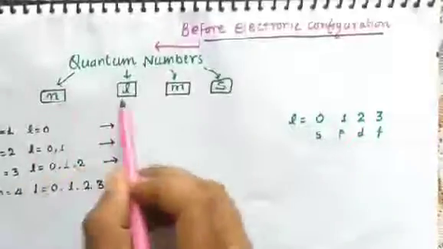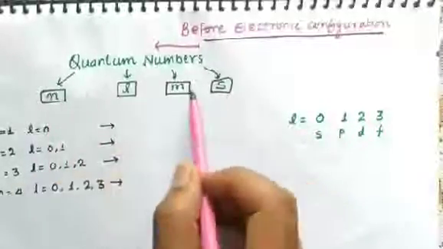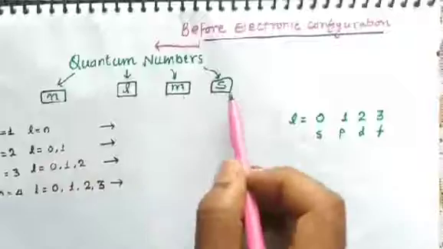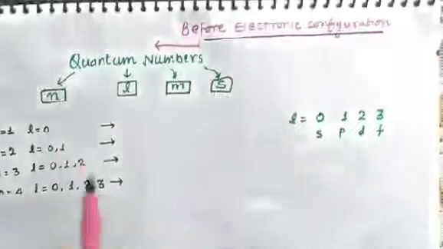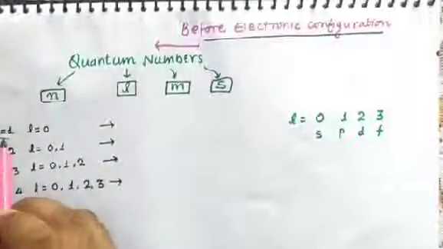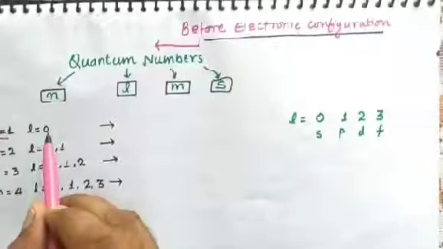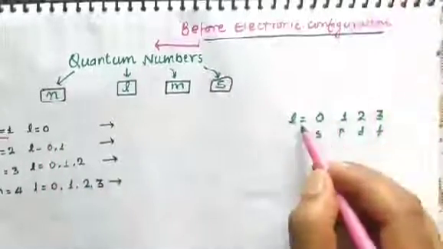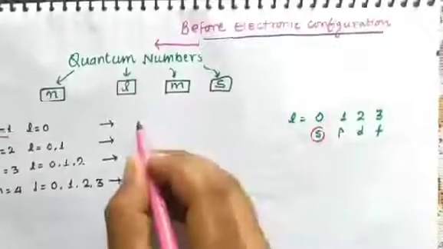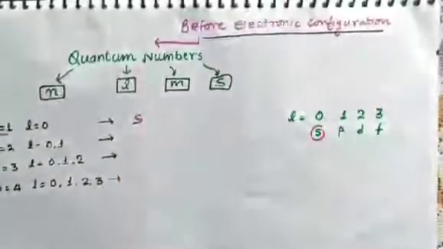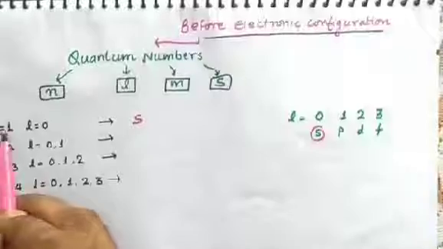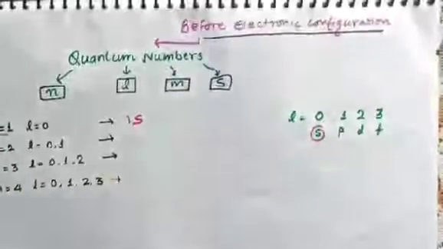Okay, now there are 4 quantum numbers: n, l, m and s, the principal, azimuthal, magnetic and spin quantum number. First, as you know, if the principal quantum number n is equal to 1, then l will be equal to 0. If l is equal to 0, it will be the s subshell, so I can write s. Since the principal quantum number is 1, I can write it like 1s.